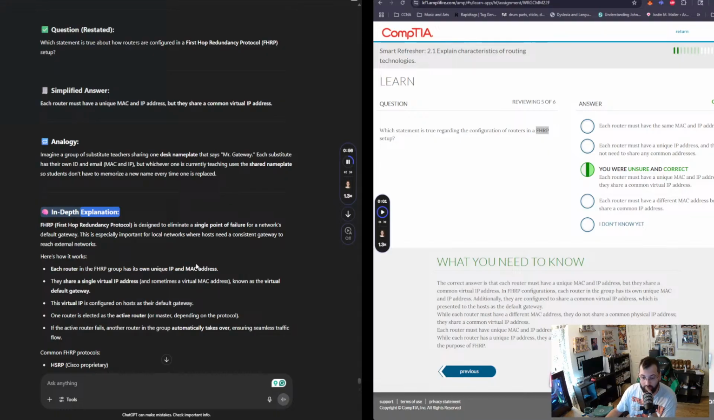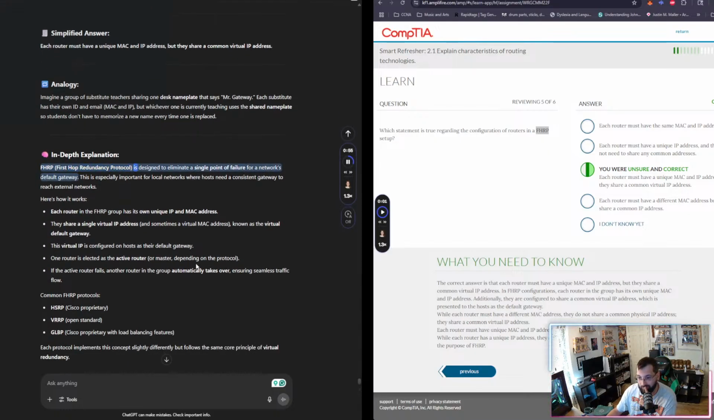In-depth explanation: FHRP, First Hop Redundancy Protocol, is designed to eliminate a single point of failure for a network's default gateway. This is especially important for local networks, where hosts need a consistent gateway to reach external networks. Each router in the FHRP group has its own unique IP and MAC address. They share a single virtual IP address, and sometimes a virtual MAC address, known as the virtual default gateway. This virtual IP is configured on hosts as their default gateway. One router is elected as the active router or master, depending on the protocol. If the active router fails, another router in the group automatically takes over, ensuring seamless traffic flow.